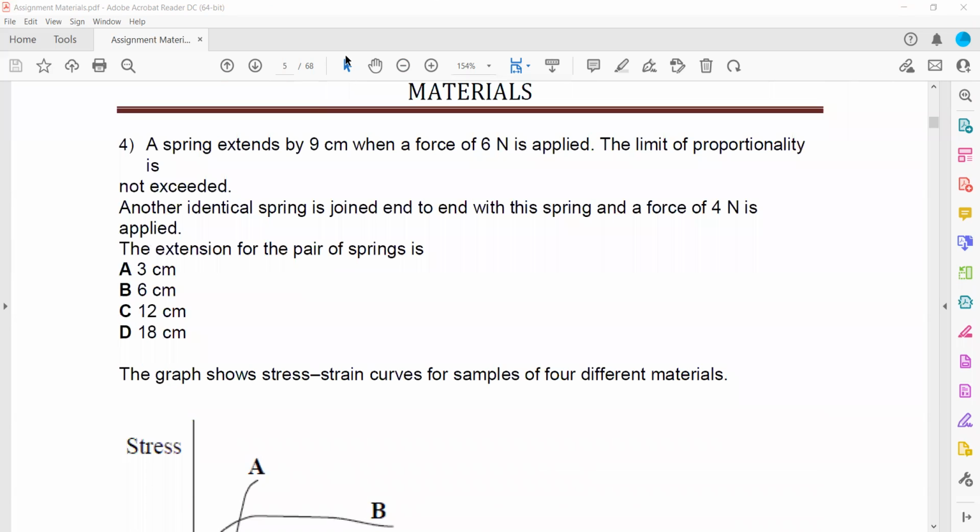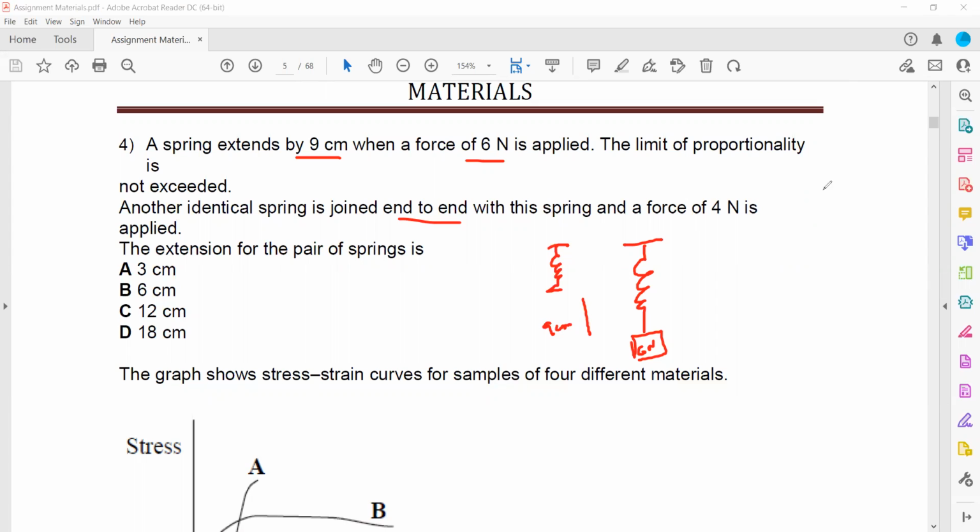In question 4, a spring extended by 9 centimeter when a force of 6 Newton is applied. The limit of proportionality is not exceeded. Another identical spring is joined end to end with the spring, and a force of 4 Newton is applied. What is the extension of the pair? First, we attach a load of 6 Newton and the increase in the size of this spring is 9 centimeter.